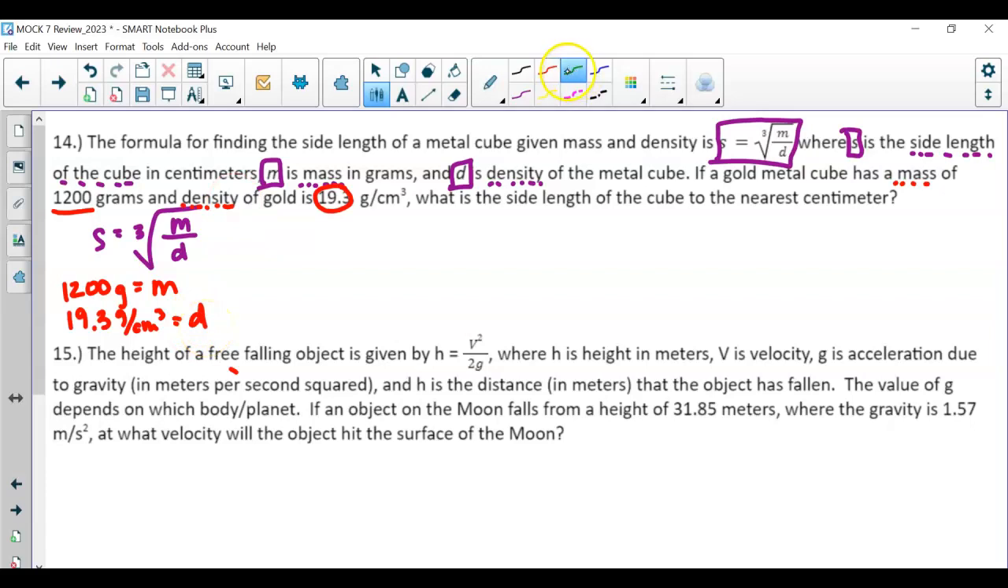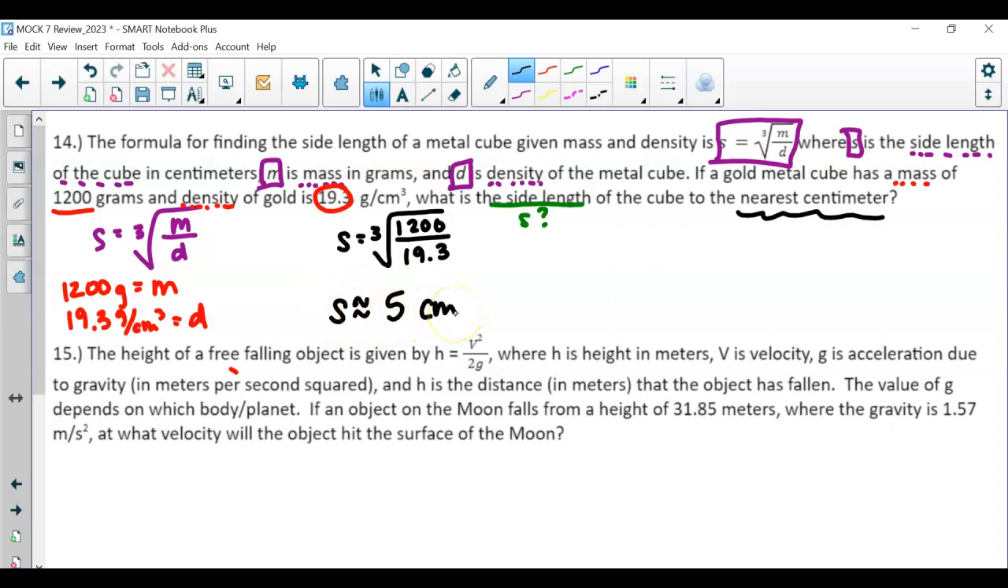The question is asking, what is the side length? So we are looking for S. So now make sure we just need to substitute and solve. We're looking for S, we don't know what that is, so we're going to leave it. S is equal to the cubed root of 1,200 divided by 19.3. And so once you put all of this in the calculator, we are given the side length to the nearest centimeter. So here, S, the side length, is approximately 5 centimeters.